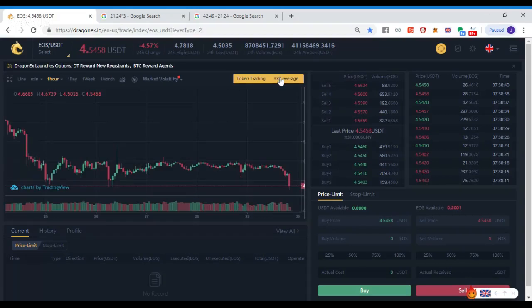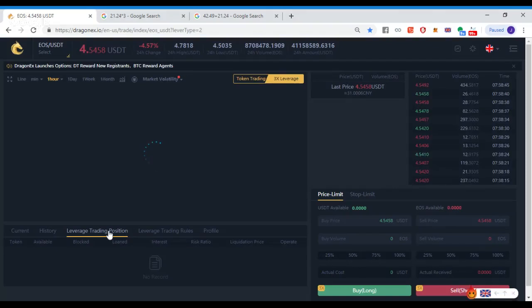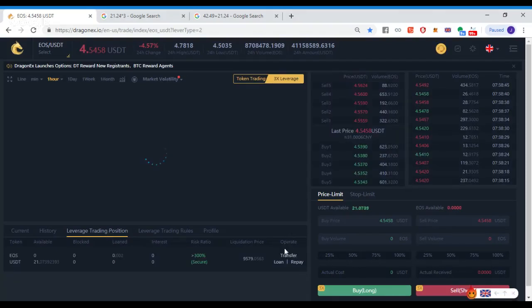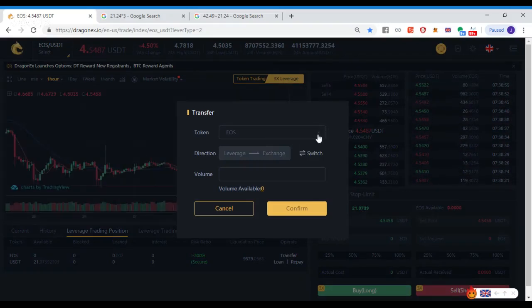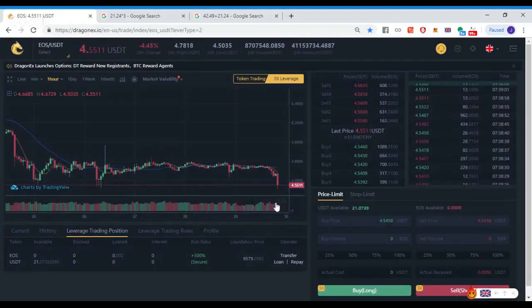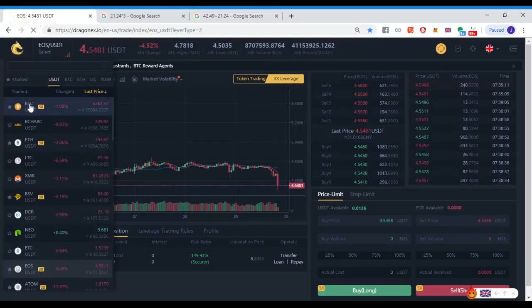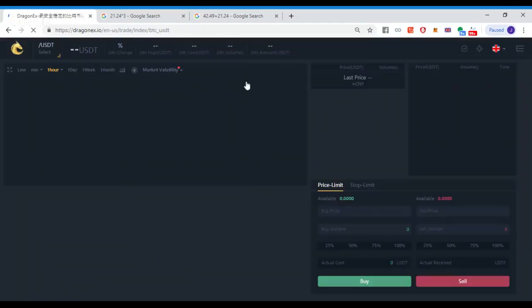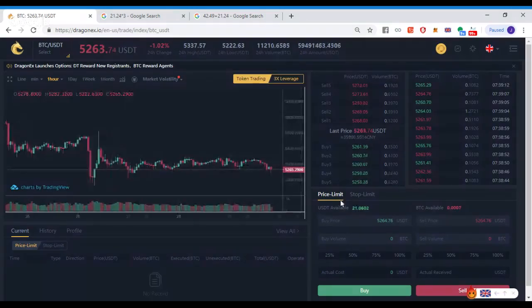I would come over to EOS, come over to 3x leverage, I would come down and find my leverage trading position. We would transfer. Now this time we're doing USDT once again, right? But we're going from leverage to exchange instead of exchange to leverage. We're going to transfer that out, confirm. Now when we go over here to Bitcoin and we look, we now have a USDT available balance of $21.